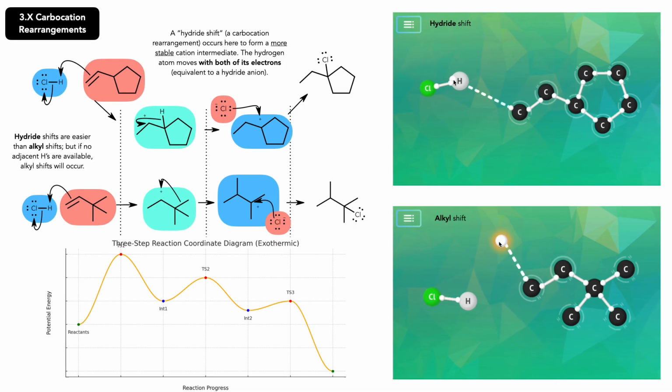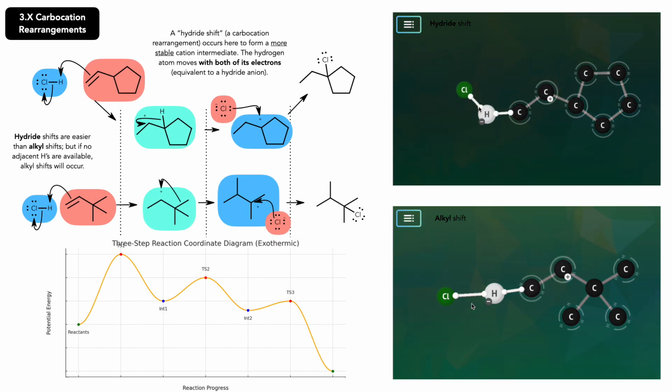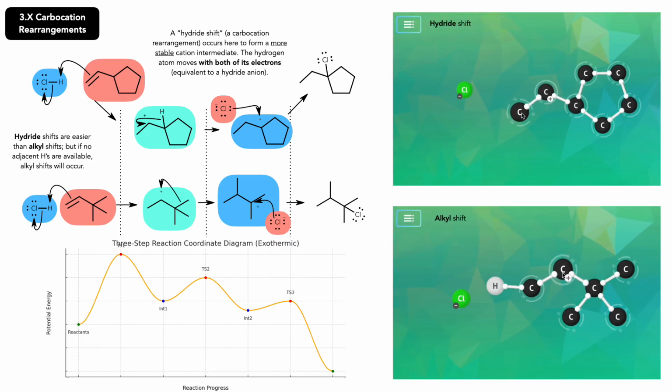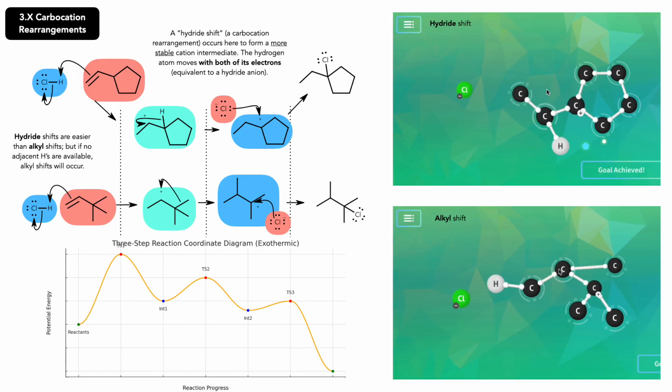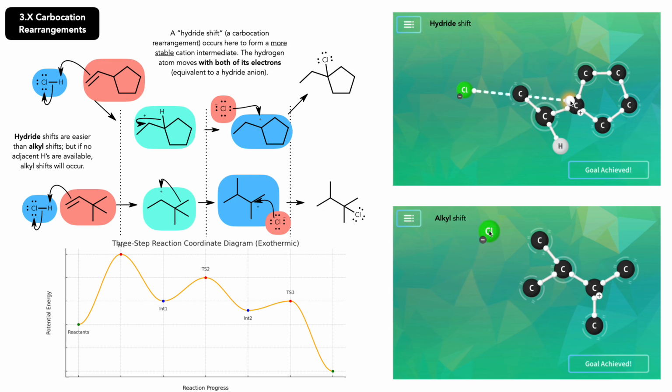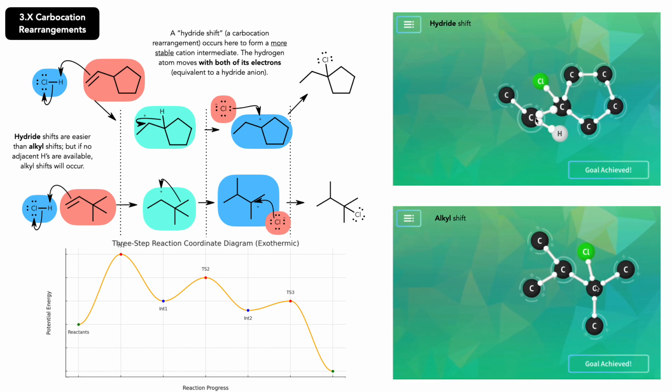Carbocations don't just sit still. They can rearrange into a more stable carbocation. To do this, they can do a hydride shift or an alkyl shift. A hydride shift is when a hydrogen atom next to the carbocation can move with both of its bonding electrons into the empty p orbital. This is equivalent to the hydrogen carrying a so-called hydride anion.